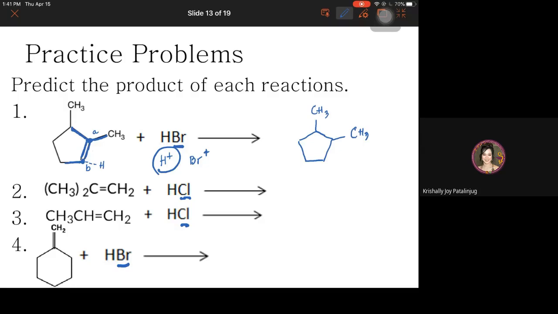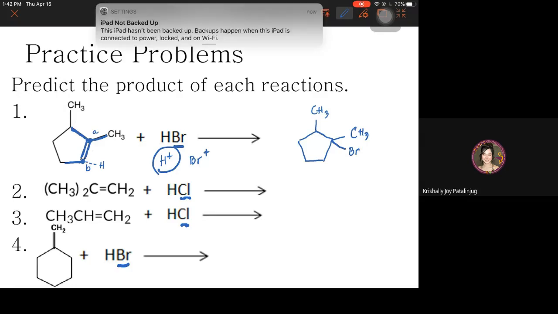So you add it here. You can skip showing the H+ if it's a skeletal structure; go straight to the Br. So the Br goes here. Okay? I hope you understood. It's the Markovnikov's rule: the H plus will be added to the carbon with the greater number of hydrogens. So automatically, the halogen goes to the carbon with fewer or no hydrogen.